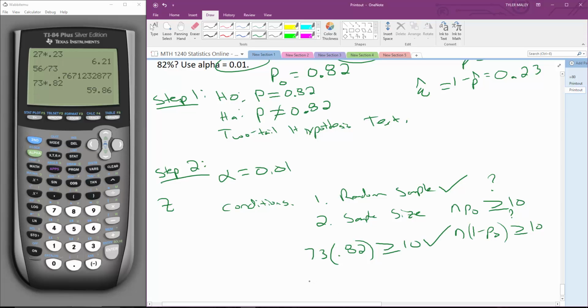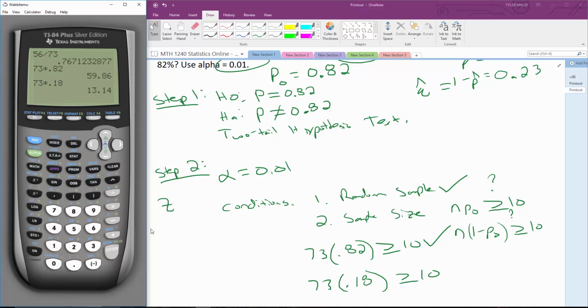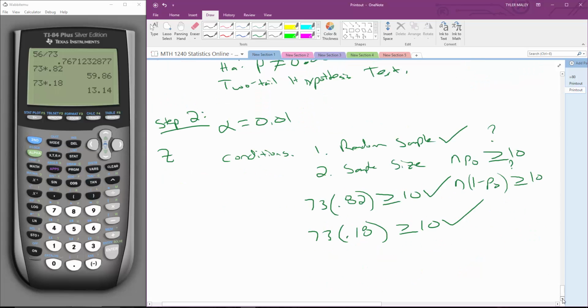And then we need to test n times 1 minus p naught, so 73 times 0.18. Is this bigger than or equal to 10? We do 73 times 0.18, and this is bigger than or equal to 10. So that's good. We can assume we have a large enough sample size. That condition is met.